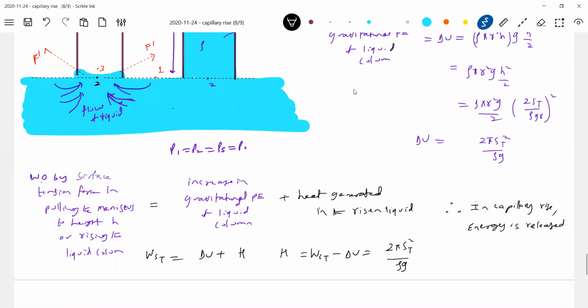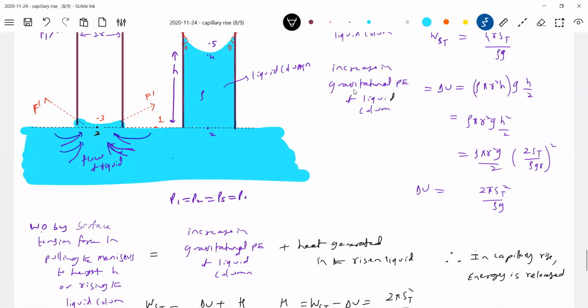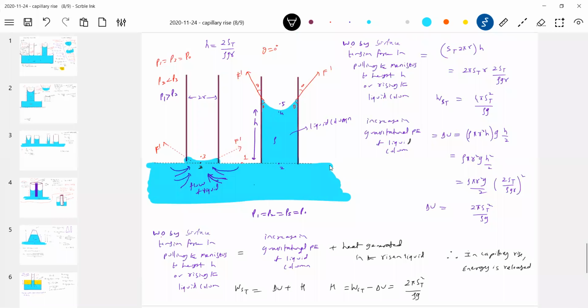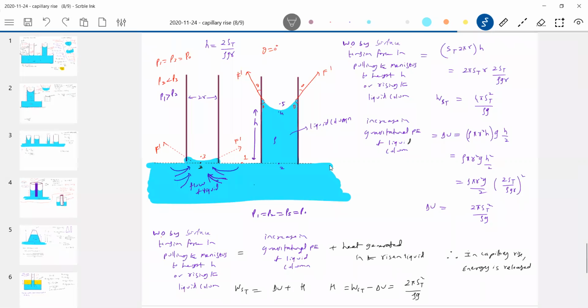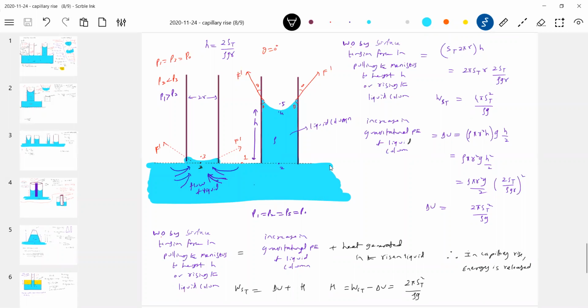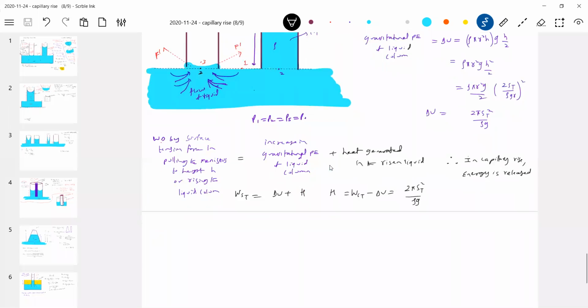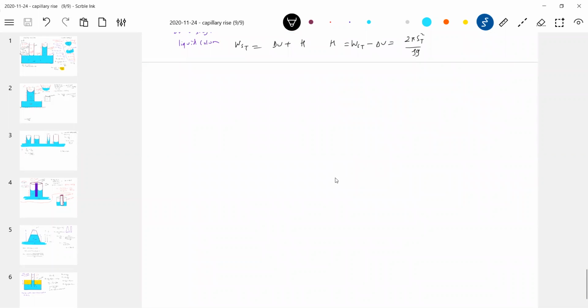Now, sir, what type of liquid are we bringing? If the liquid wets the solid, then only it will rise, no? If the liquid does not wet the solid, and I immerse a capillary tube in mercury, will mercury wet? No, it will not wet. So what will happen to the mercury? Mercury will not rise. In fact, it will fall. Same concept, same formula. Let me finish that also.